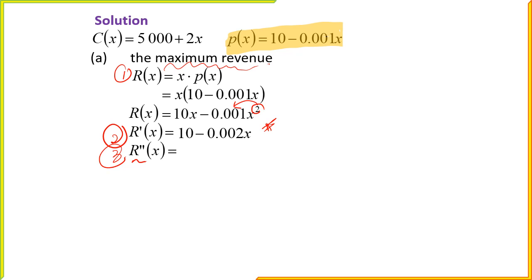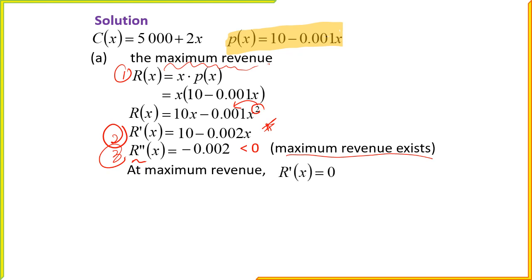So now differentiate for the second time, we get negative 0.002. This means it is always negative. We don't have any x here, so it does not depend on x, so it is always negative. So the maximum revenue really exists. But now we just have to find the value of x when the maximum revenue exists.